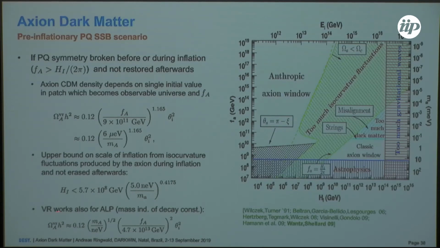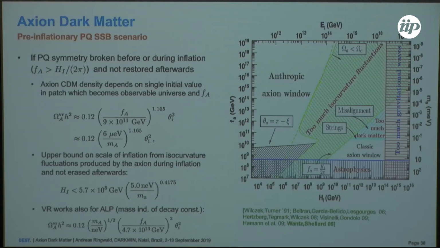I should also note that this vacuum realignment mechanism works also for an axion-like particle, of course. If you assume that the mass and the decay constant are completely unrelated for an axion-like particle, then the axion mass doesn't depend at all on the temperature. This is a simple expansion. Then you would get, for example, the relic density for a mass of a nano-electron volt, with f_a of order 10^30 GeV and theta_i of order one.